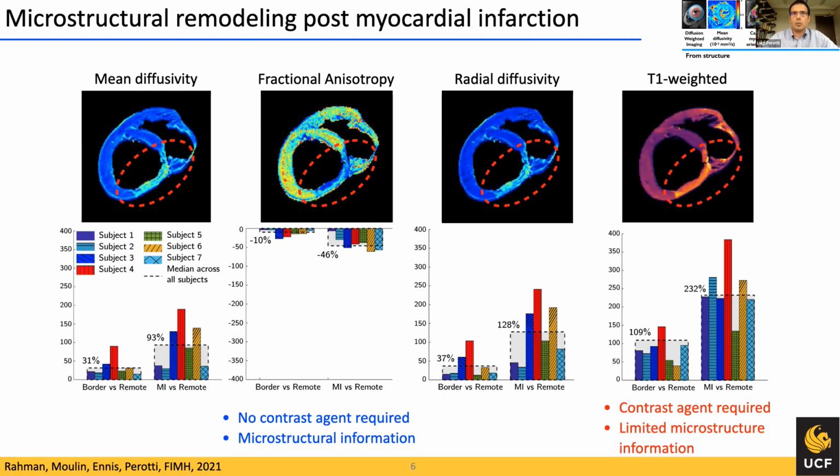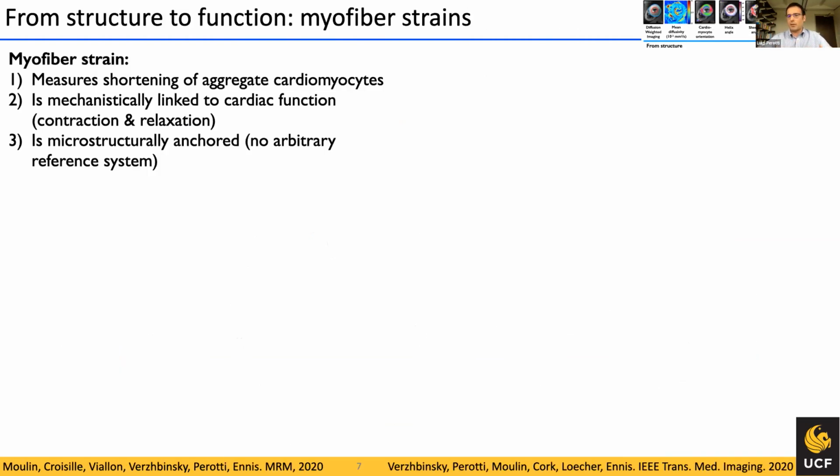And that's really the work that we want to do when we measure myofiber strain. Myofiber strain is basically a measure of the shortening, the contraction and relaxation of these aggregate cardiomyocytes that really drive cardiac function. So if we can measure directly their shortening and relaxation, then we have a direct measure of cardiac function. So that is an ideal biomarker to, again, characterize the onset and progression of the disease.